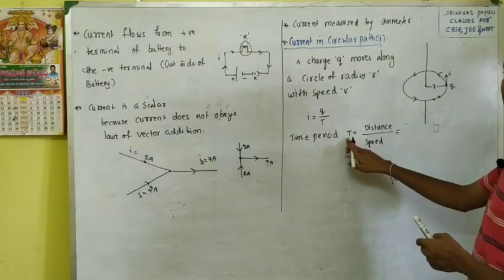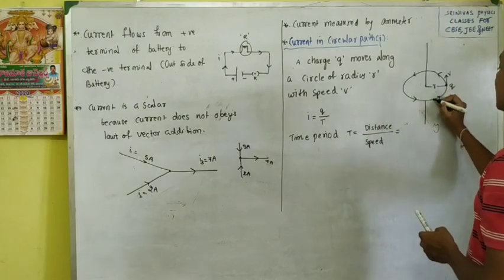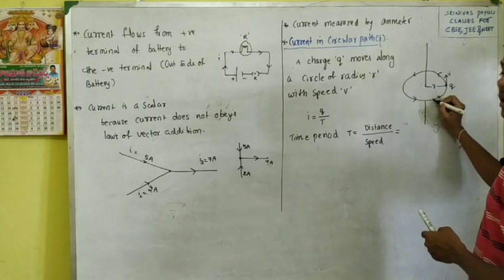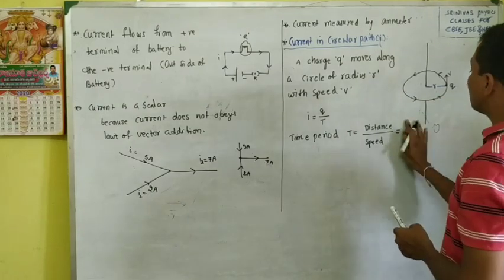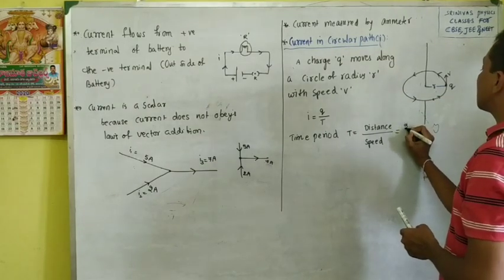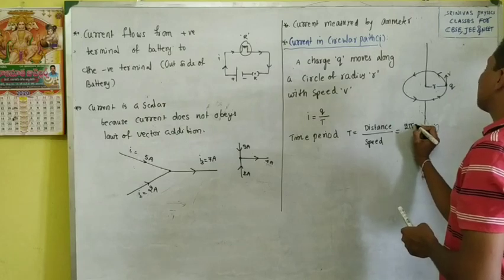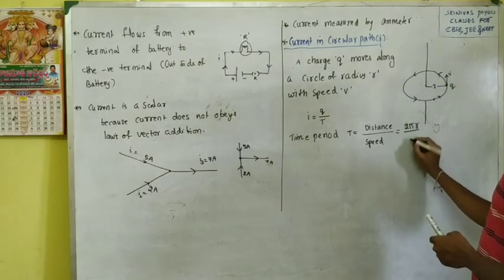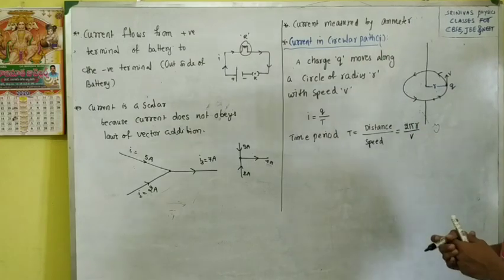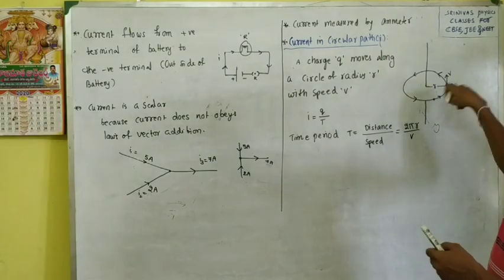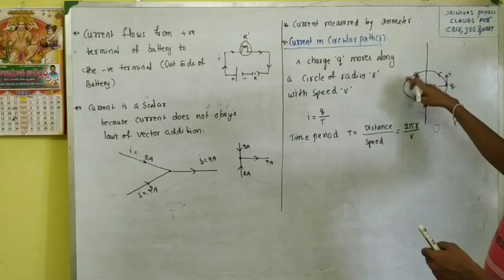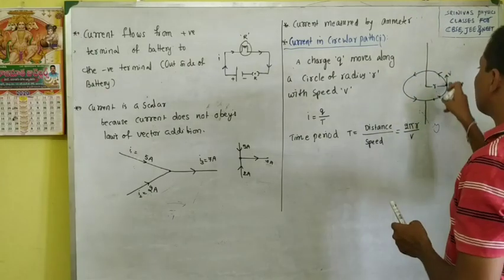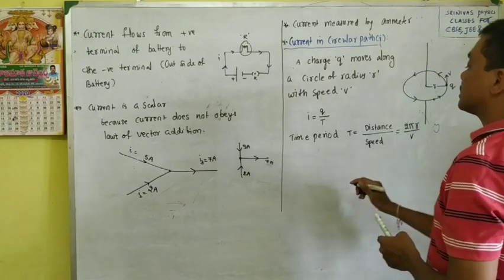In one time period, how much distance can it travel? If it starts from here, in one time period it will complete one revolution. When it completes one revolution, how much distance does it travel? That distance is equal to the circumference of the circle, that is 2 pi r, by its speed. The speed with which the charge q is flowing in the circular path is v. With speed v the charge is moving along the circular path.